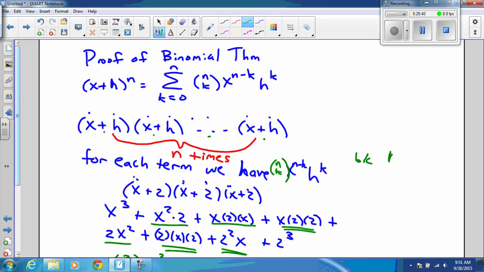So because there are n choose k ways to choose k factors from n.